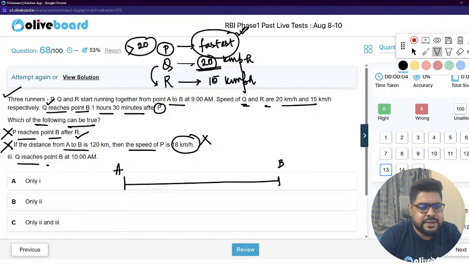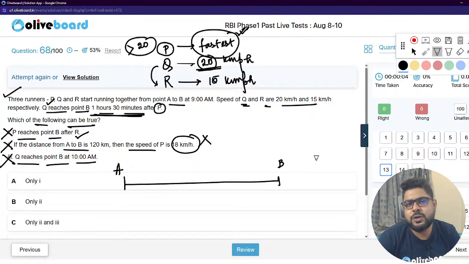Sir, Q reaches at 10 a.m. It's impossible. Why? Sir, 1 hour 30 minutes after P. So if even P takes 1 minute, so 9 a.m., P will reach by 9:01.